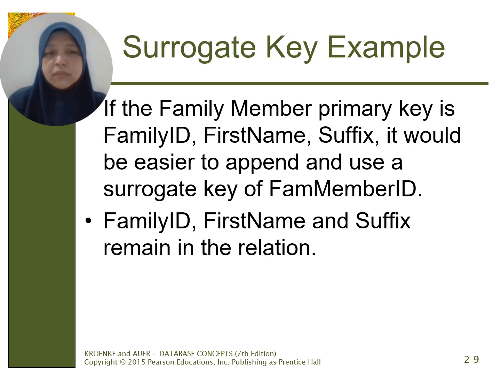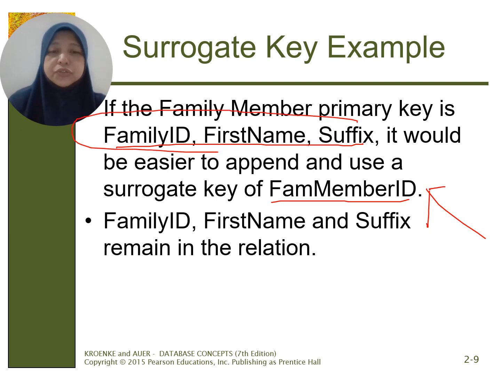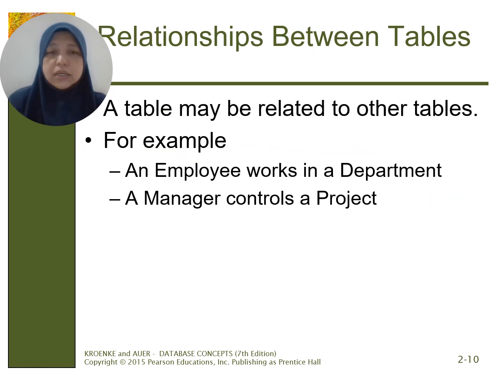Often one primary key is enough, or two. If the family member primary key is family ID, first name, and suffix, as just now, it will be easier to append and use a surrogate key of a family member ID, a new ID that represents all of these three IDs. That's what surrogate key means.